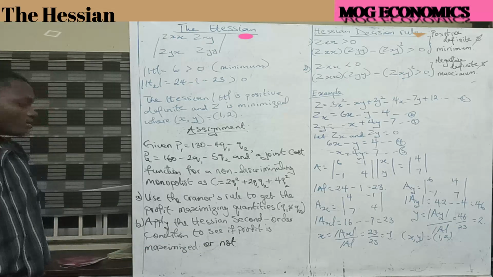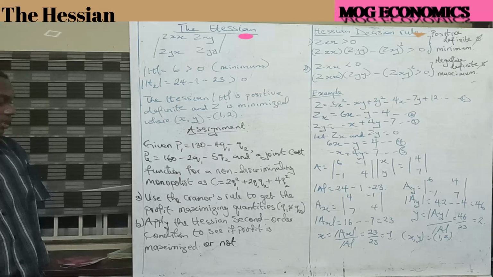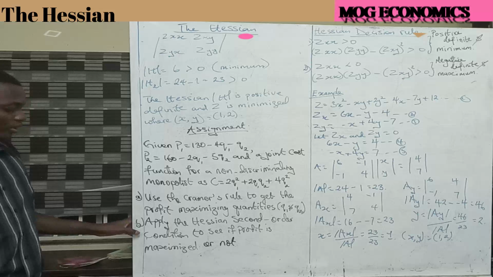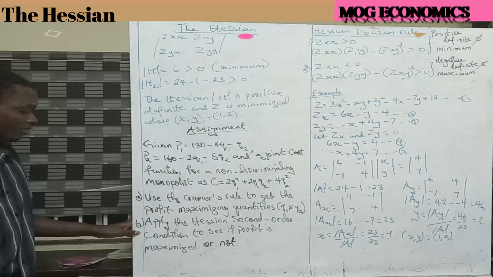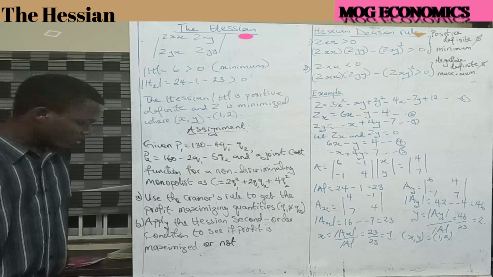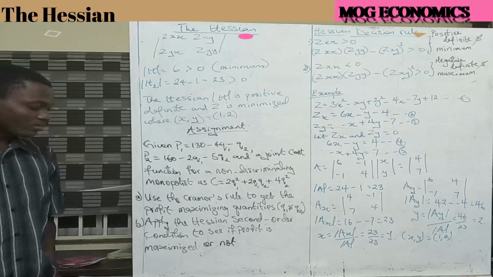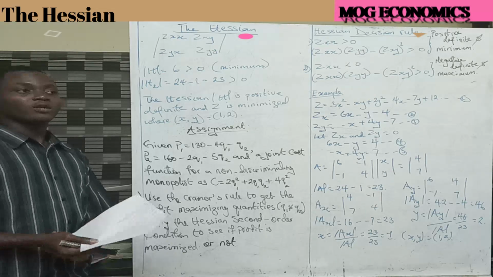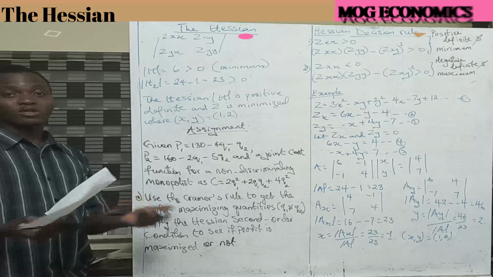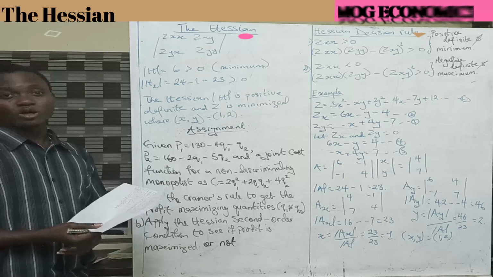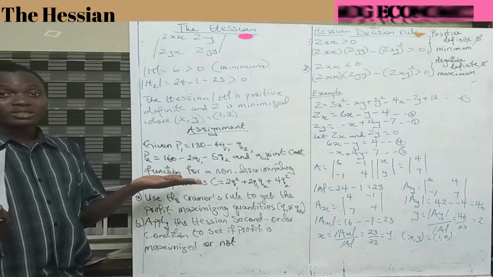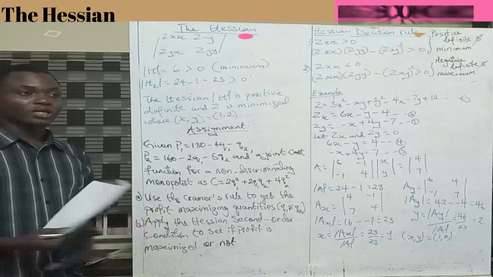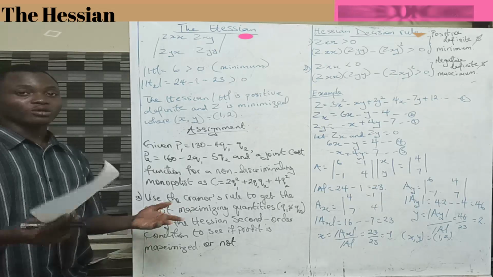A, use the Cramer's rule to get the profit maximizing quantities Q1 and Q2, and B, apply the Hessian second order condition. So this is where the lesson that we've learned is going to come in. Apply the Hessian second order condition to see if profit is maximized or not. Before today, you must have come across how to solve problems on price discrimination. So what you've been doing then, do it again, repeat it here, but use something else to tell us if profit is maximized or not.